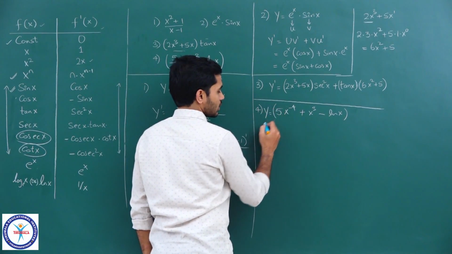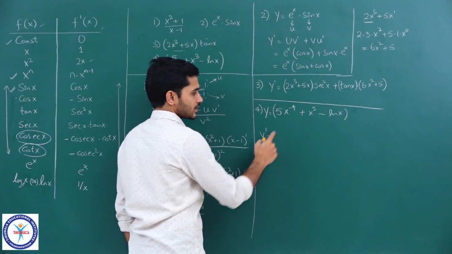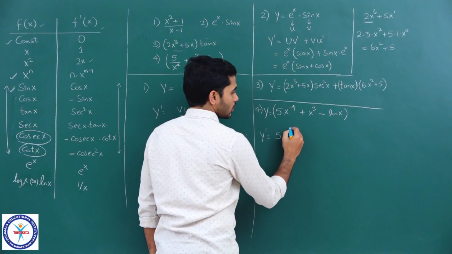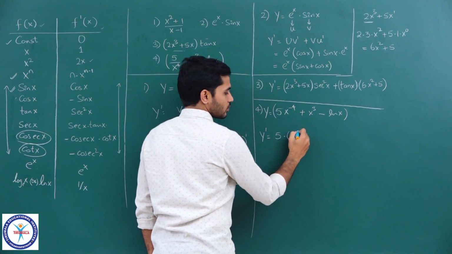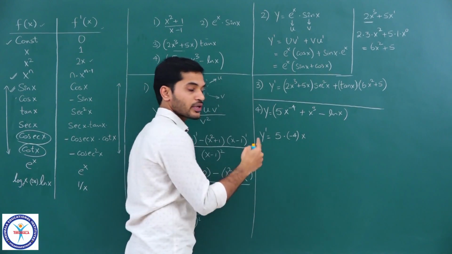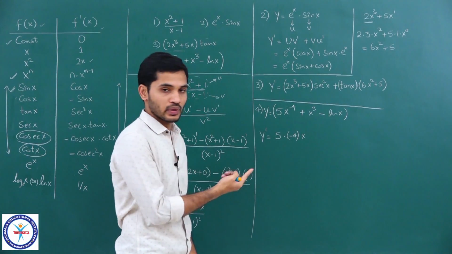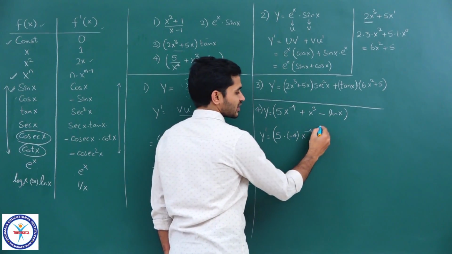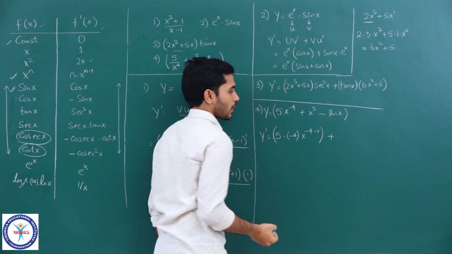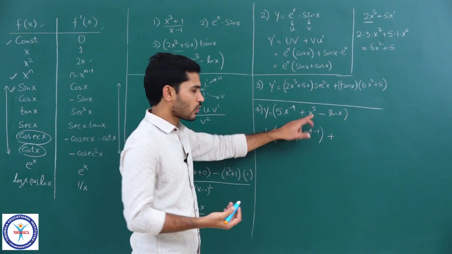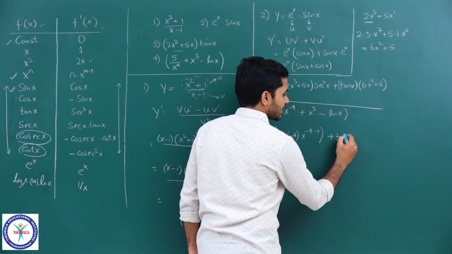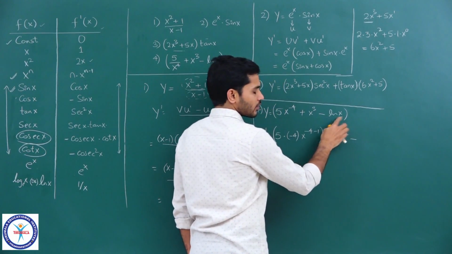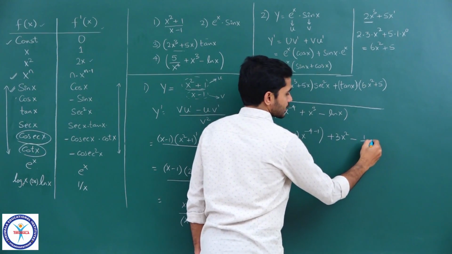So, if this is y, then y dash can be written as, first differentiating this, I would get 5 into minus 4 comes to the front. So, minus 4 into x power. Now, I should decrease the power by 1, right. So, minus 4 minus 1. So, this would be the first expression plus, now the second expression, x cube, we all know, we have been doing it many times. I will directly write it as 3x square, correct, and minus the derivative of ln x is 1 by x. So, that is it.